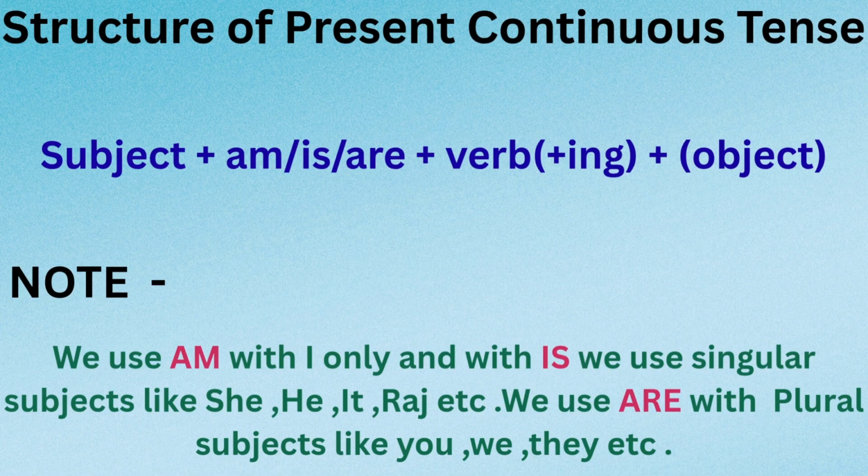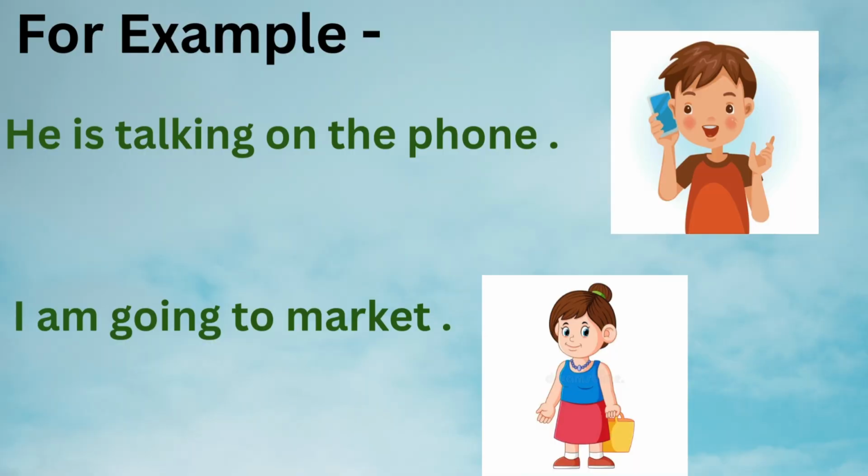Structure of present continuous tense. Subject plus am/is/are plus verb plus ing plus object. Note: we use am with I only, and with is we use singular subjects like she, he, it, Raj, etc. We use are with plural subjects like you, we, they, etc.